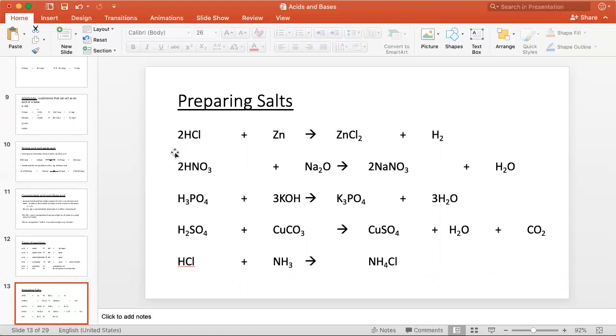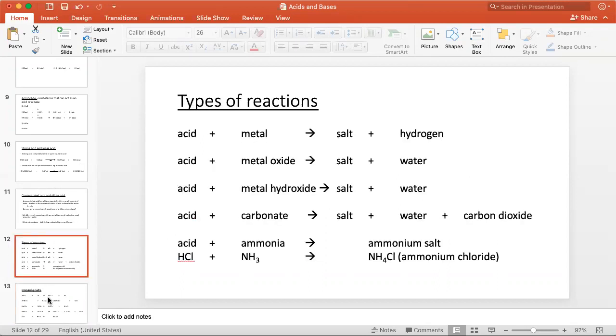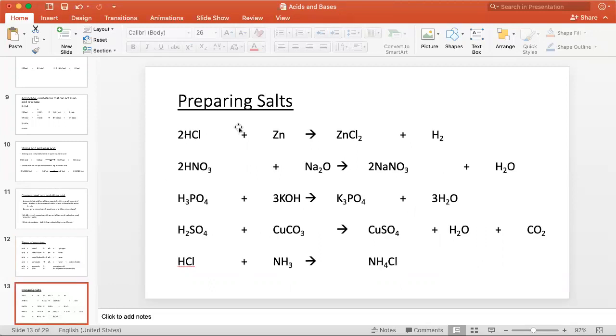Let's look at the general equations with examples now. Acid plus metal gives you salt plus hydrogen. HCl plus zinc gives you zinc chloride as your salt plus hydrogen. Acid plus metal oxide gives you salt plus water. So HNO3 plus Na2O, sodium oxide, will give you the salt, sodium nitrate, plus H2O. Can you see the difference here? We just add the oxygen, but you must remember to balance it.